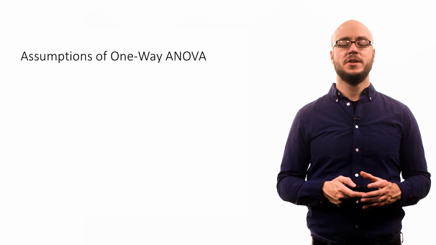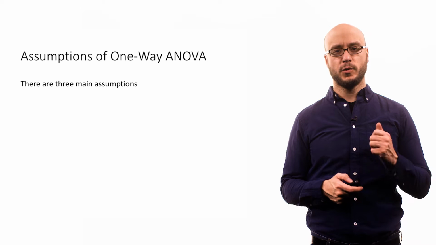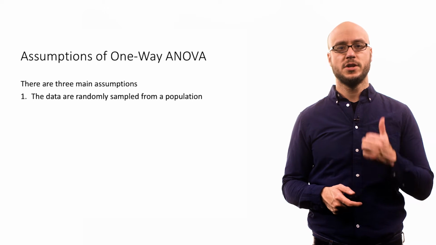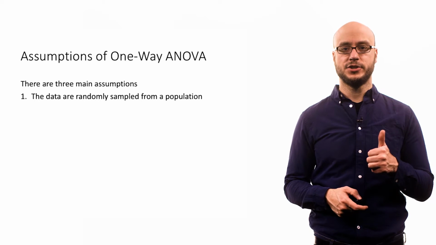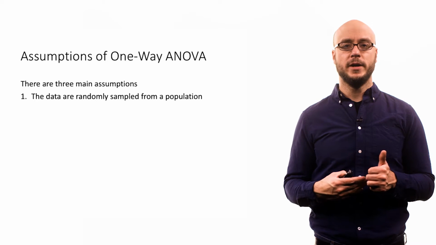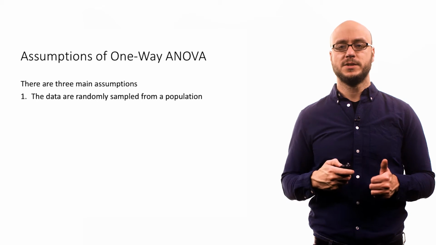Let's talk about some of the assumptions of One Way ANOVA. There are really three main assumptions. First, we assume that the data are randomly sampled from a population. So we typically apply One Way ANOVA when we're gathering a random sample from a population. If you have the full population, for example, if you conducted a census, we wouldn't conduct one-way analysis of variance.